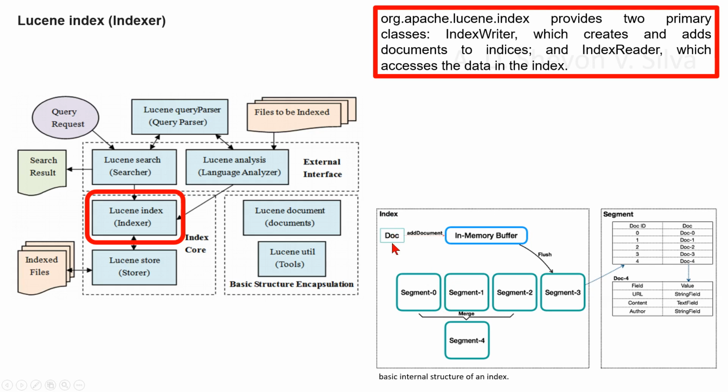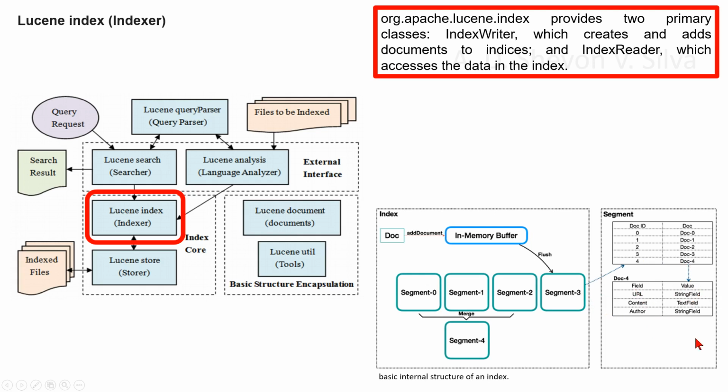Here you can see doc, in-memory buffer, segments, and segments are in the index. Doc is connected to the in-memory buffer via add document, and the in-memory buffer is connected to segments via flush. As an example, segments 0, 1 and 2 are connected to segment 4 via merge. In a segment you can see doc IDs and docs, for example doc ID 4 is connected to doc 4 here.